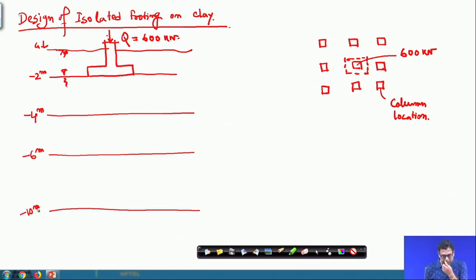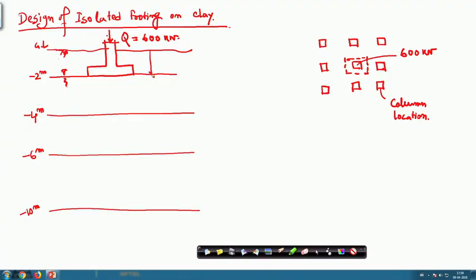Okay? And the depth of foundation, I don't know, but for the first trial what I have taken is that I will place the foundation at 2 meter below the ground level. So, for the first trial, Df is chosen as 2 meter. Okay? All the soils are silty clay with different properties.